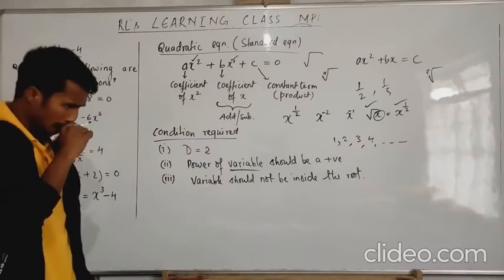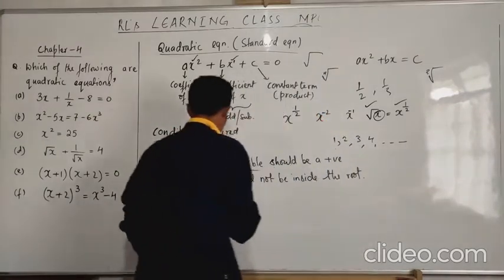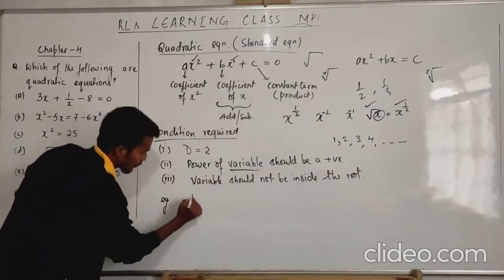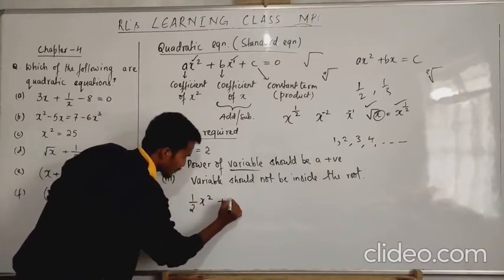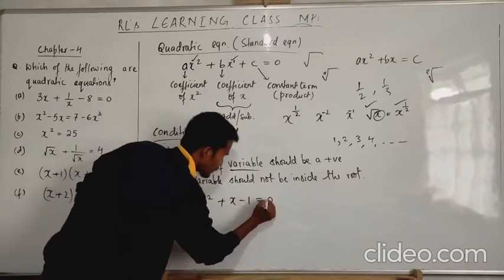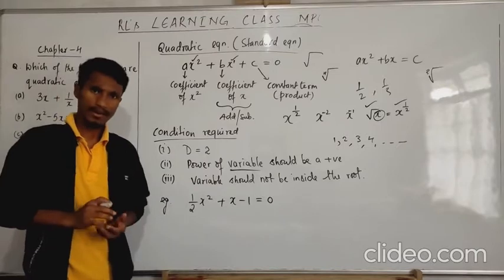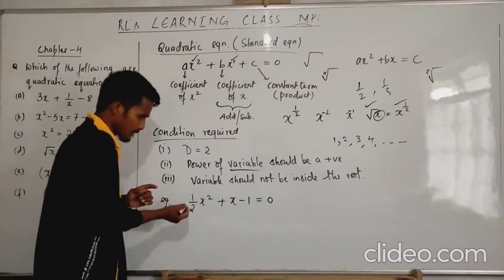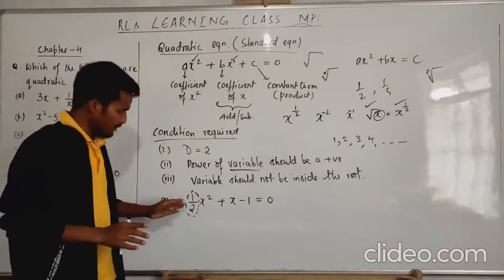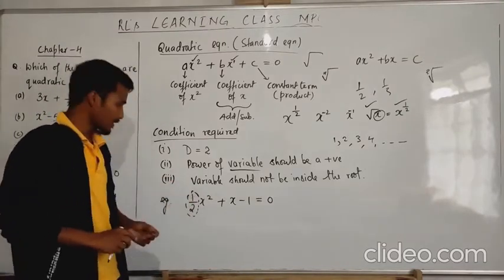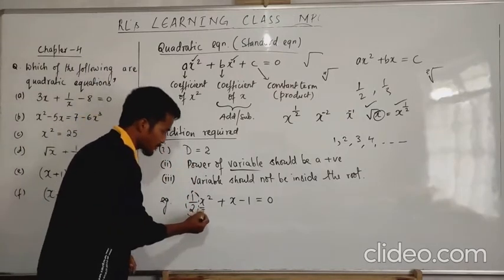Then what else do we need to know from here? Now I'll write one example: 1 by 2x square plus x minus 1 equal to 0. Is this a quadratic equation or not? Remember, don't check this number, don't check this value. Whatever the value is doesn't matter, whether they put a dog or a cat here. Our main aim is to check the variable, this one and this one.